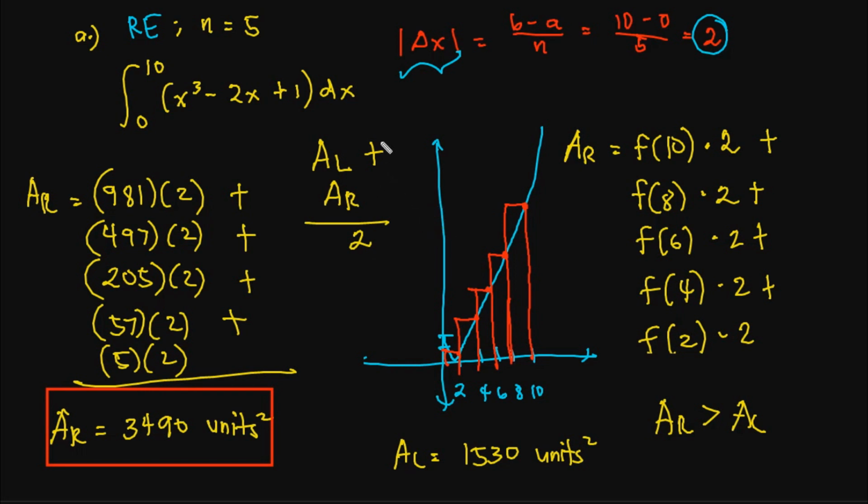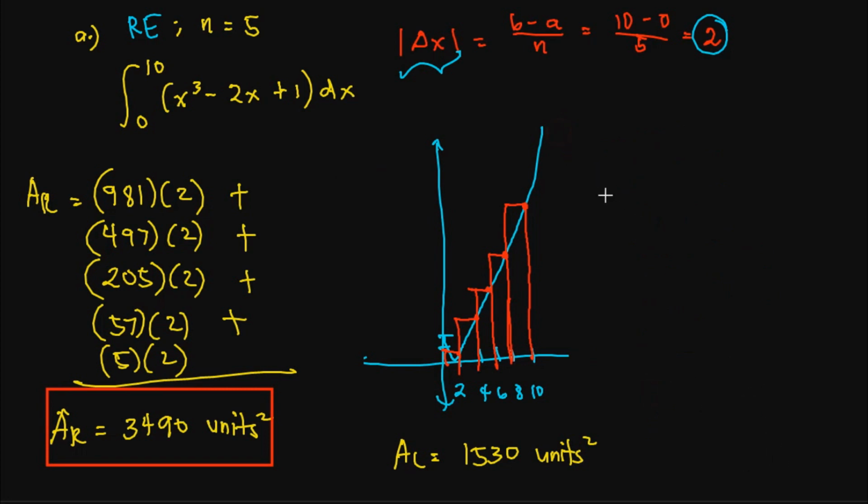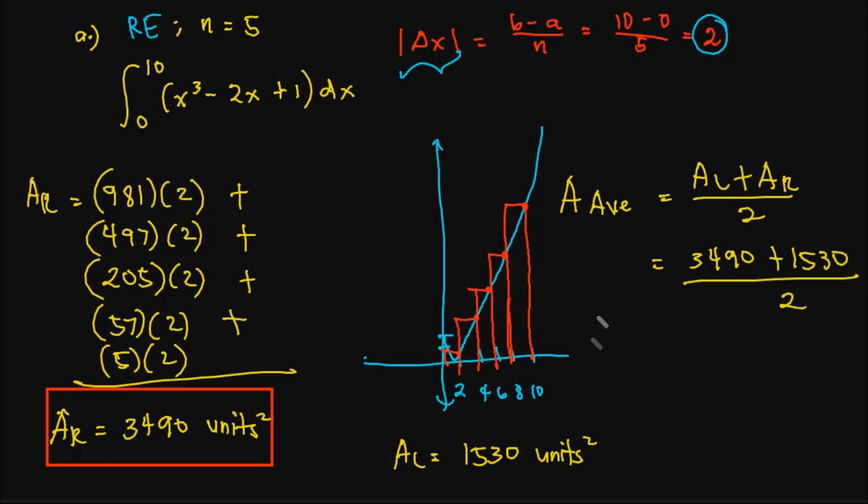So if we try to find the average, burahin na natin to siguro kasi alam niyo naman to, no? Okay. So pag average, what we have here is your average area is equal to the left endpoint area plus the right endpoint area divided by 2. That is 3,490 plus 1,530 divided by 2. So our average area using the right and left endpoint would simply be equal to 2,510 units squared.